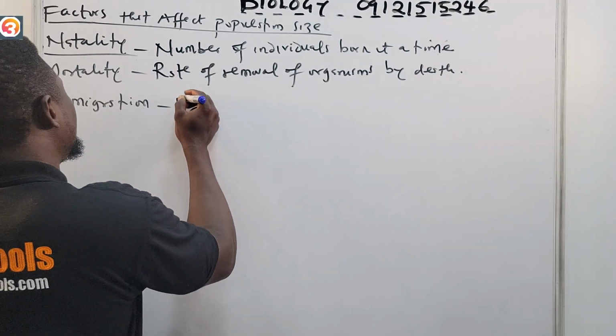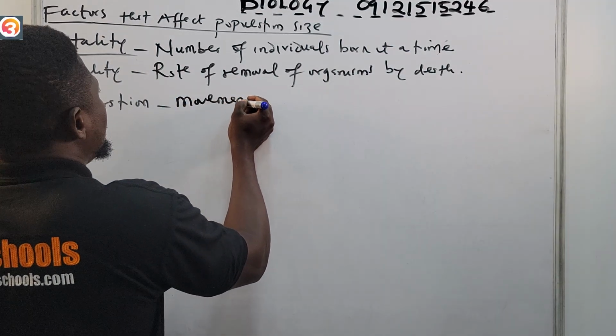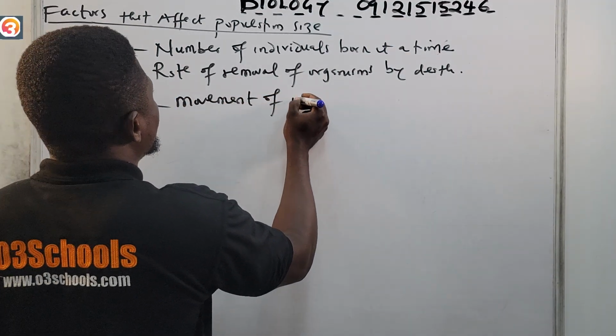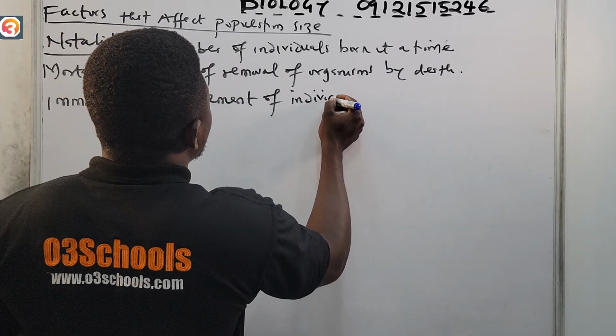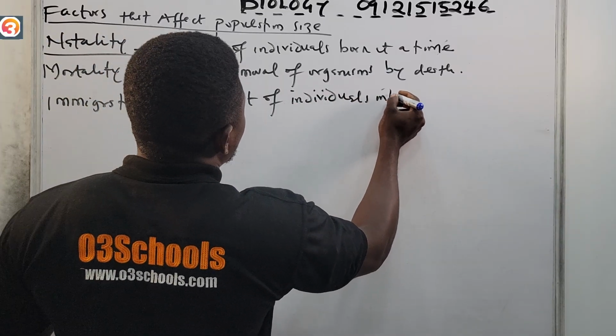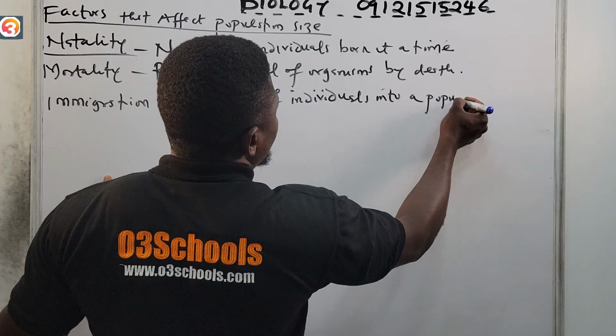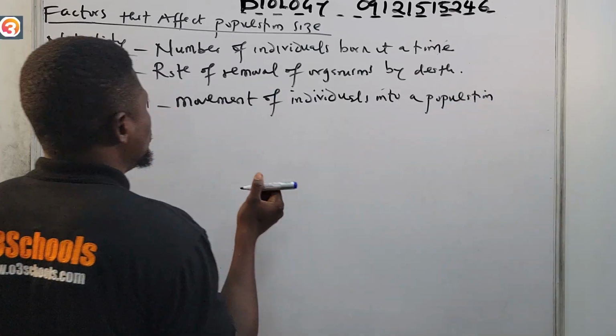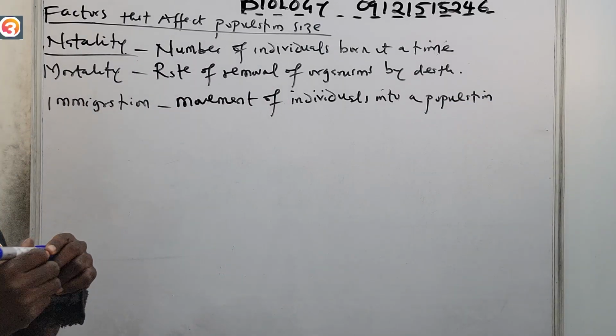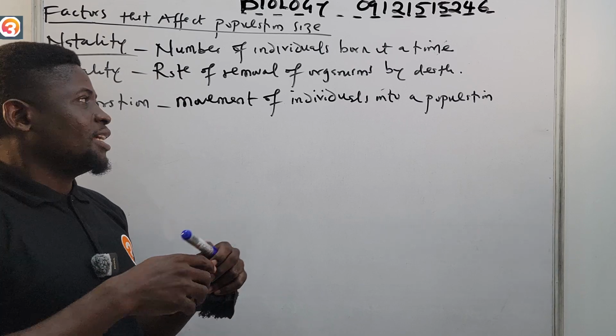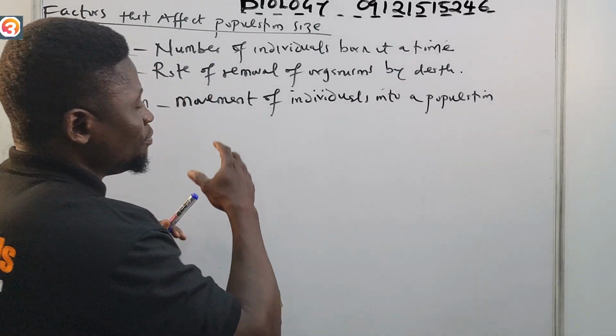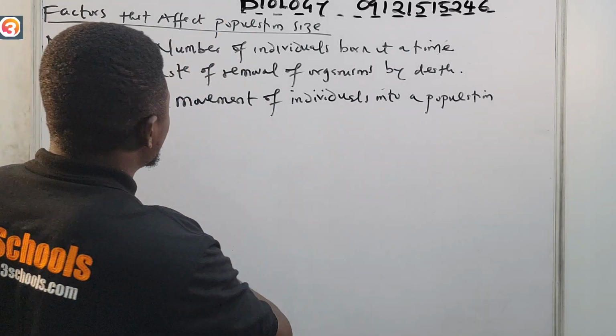Immigration is the movement of individuals into a population. They also have emigration. This one is the movement of individuals out of a population.